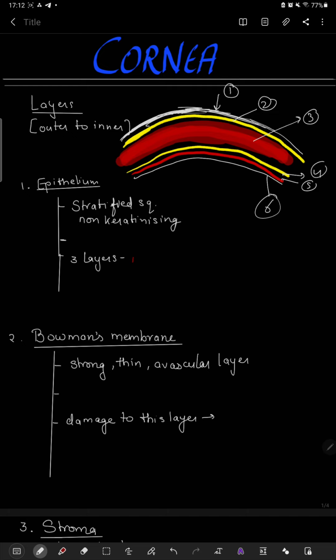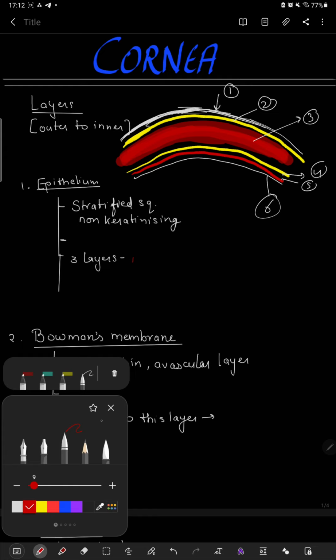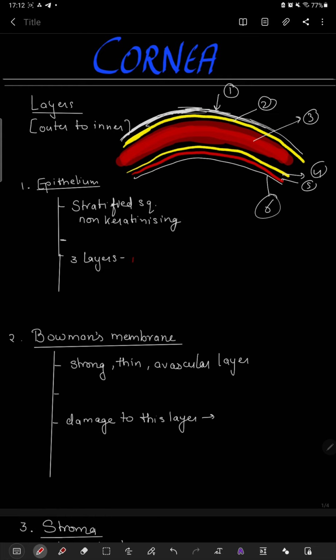Now we will discuss each of the layers. Talking about the outermost epithelium, it is made of stratified squamous non-keratinizing epithelium. It is 50 micron in diameter. It further contains 3 layers, that is squamous layer, wing layer, and the basal layer or basal epithelium. So this is about the epithelium.